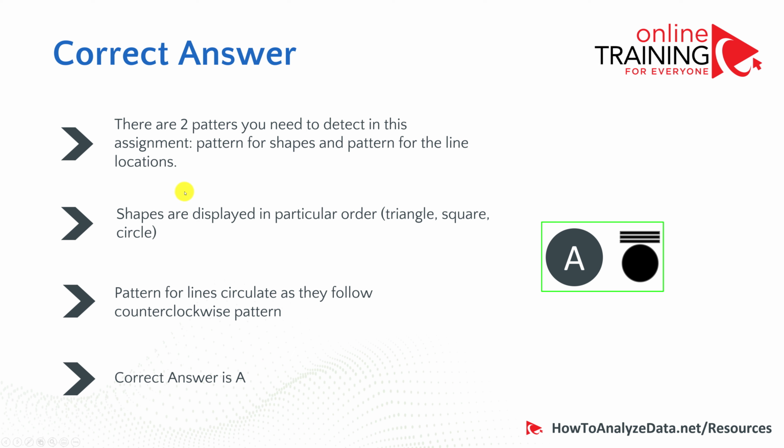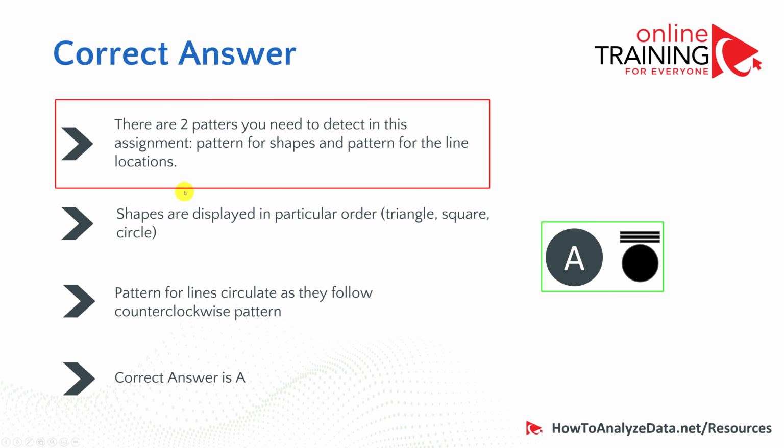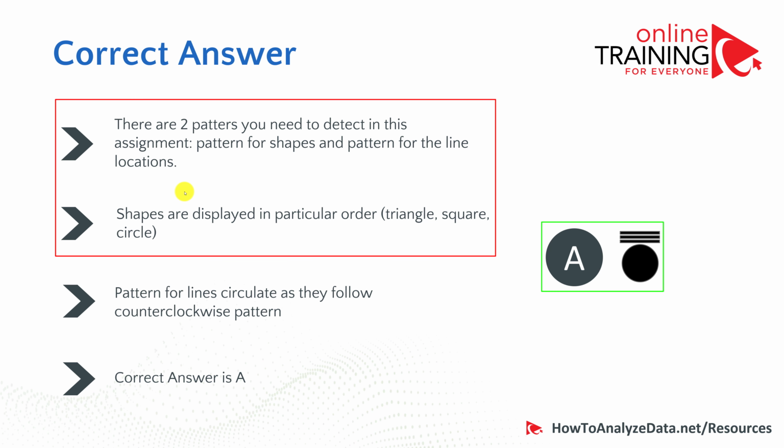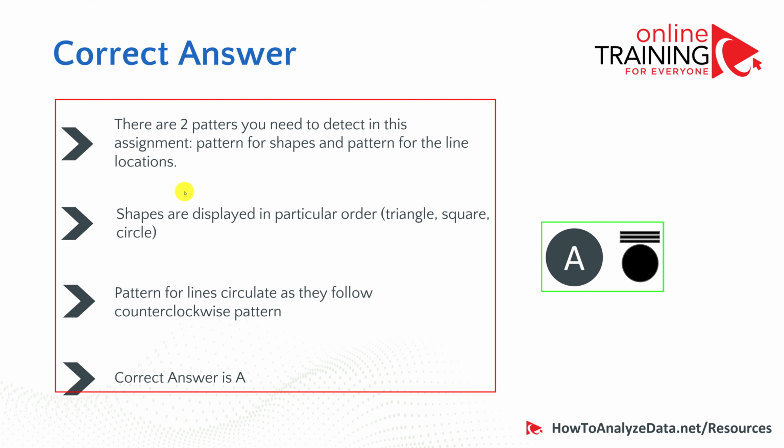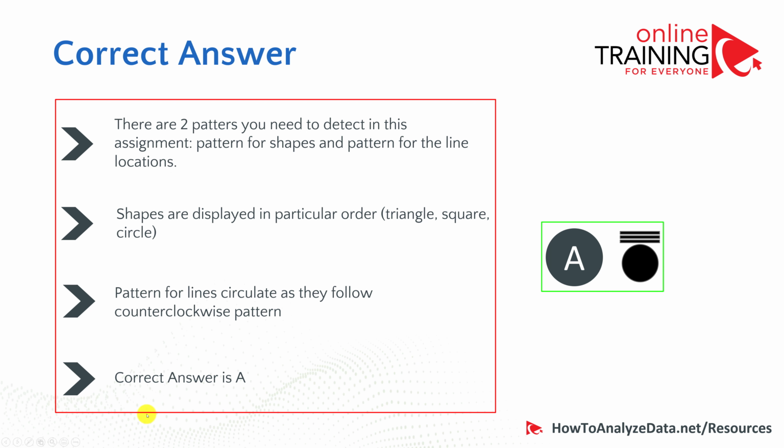So let's recap. There are 2 patterns you need to detect in this assignment: the pattern for the shapes and the pattern for the line location. Shapes are displayed in a particular order: triangle, square, circle, that's really the pattern for the shapes. And the pattern for lines is in a counterclockwise order. So the correct answer is A. Hopefully you've got this one right.